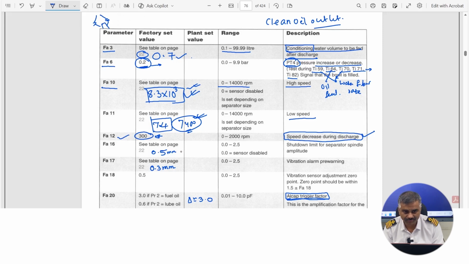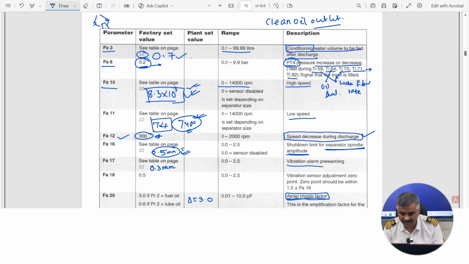Okay, FA16, factory setting 16, is about the vibration shutdown limit for the separator spindle amplitude. If the separator spindle is moving more than 0.5 mm, that means there is a heavy vibration and then an alarm will be given. So 0.5 mm is the maximum the separator spindle can move, that is the drive unit, the shaft can move.